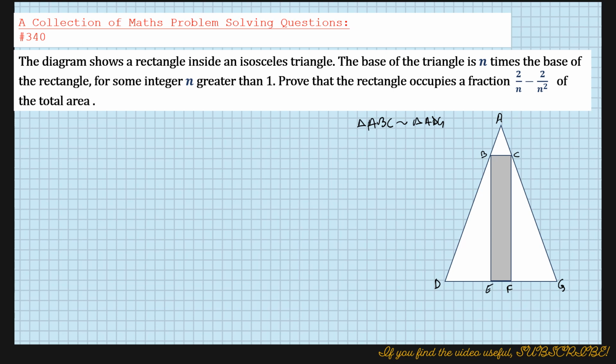So once that's done, the next thing I'm going to do is draw a line which is going to be the height of triangle ADG. So I draw this line. It should be a straight line, but my line is a bit wavy. This I'd call AX, and this point is Y.